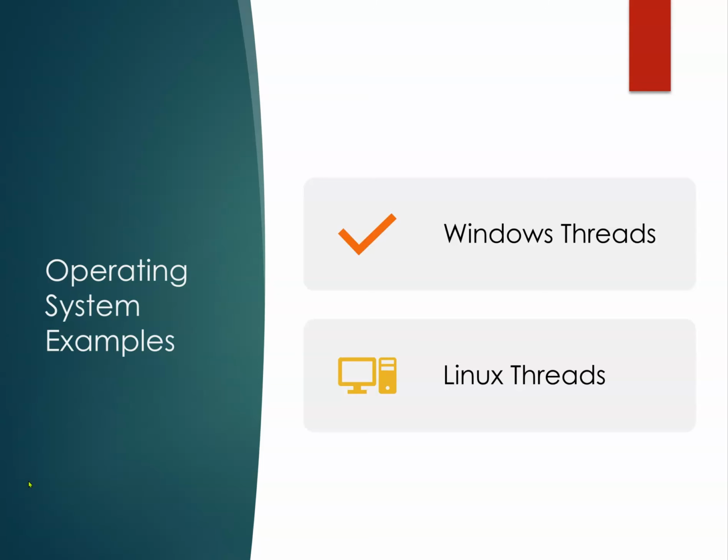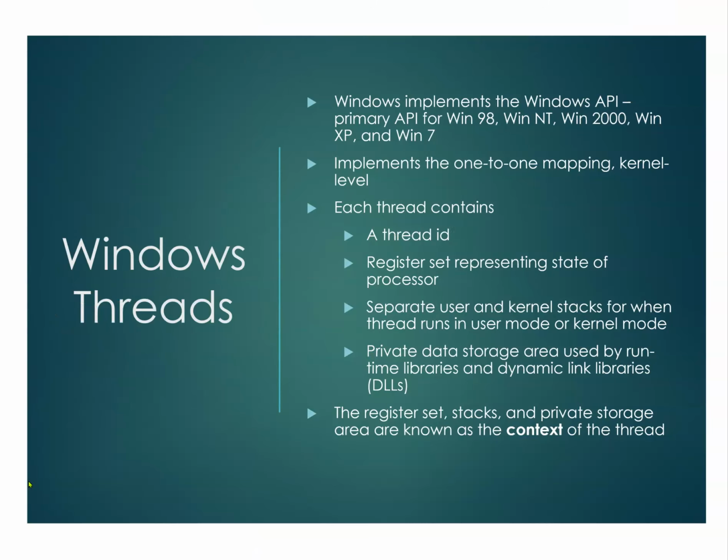So here are some operating system examples. Windows threads are implemented all the way through to the current version. It implements the one-to-one mapping and kernel-level threads. Each thread contains a thread ID, a register set, a separate user and kernel stack for when the thread runs in user and kernel mode, and a private data storage area used by runtime libraries and dynamic link libraries. The register set, stacks, and private storage are known as the context of the thread. You can think of it as a thread control block, kind of like a process control block.